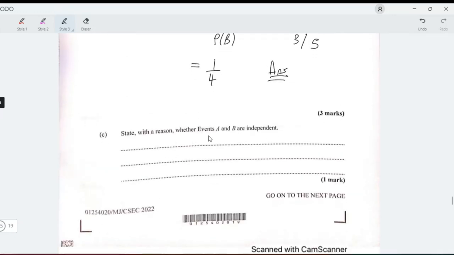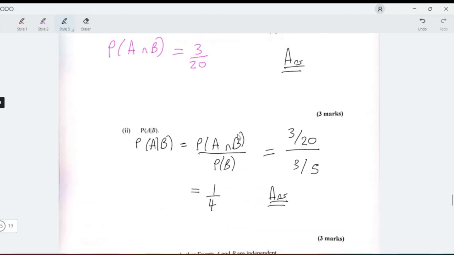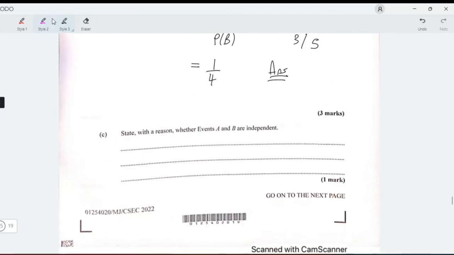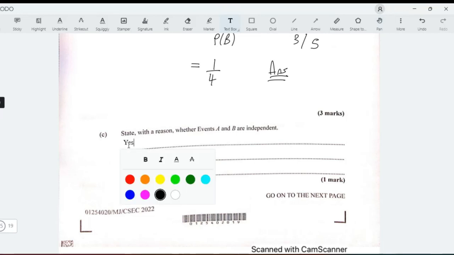Now it says state with reason whether A and B are independent events. Yes, they are independent events. So we're going to tell them yes. Since the probability of A given B is equal to the probability of A, that implies the probability of A times the probability of B is equal to the probability of A intersect B. So we can tell them, hence A and B are independent. So that's it.